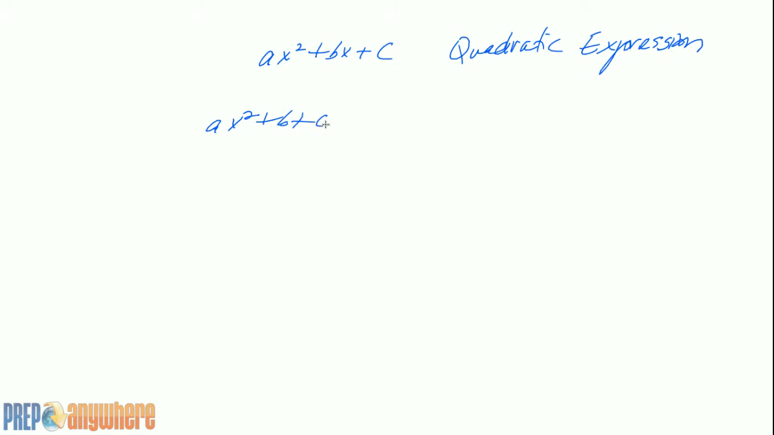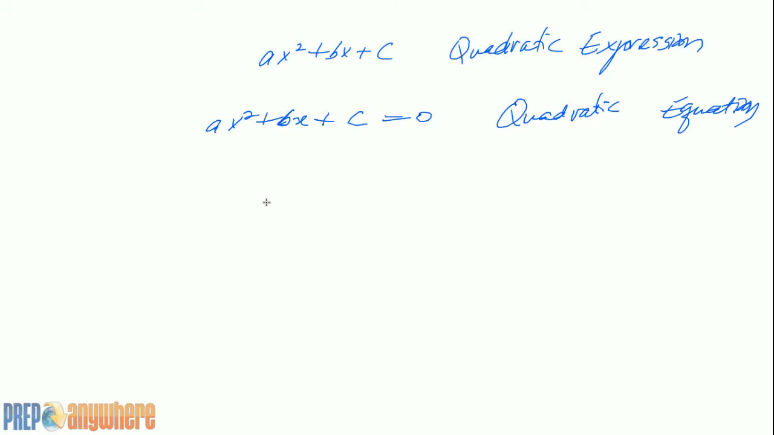Okay, so ax squared plus bx plus c. This is called a quadratic equation, right? It's called a quadratic expression. Same thing. Oh, it's the equation with the equal sign. Yeah. So if you have ax squared plus bx plus c is equal to 0, that makes a quadratic equation.